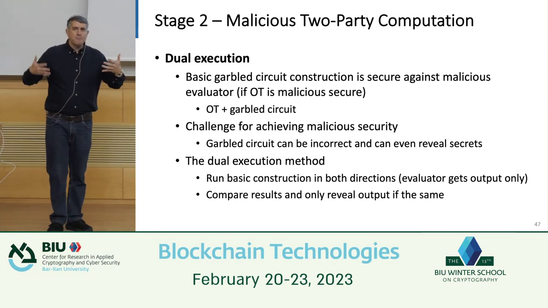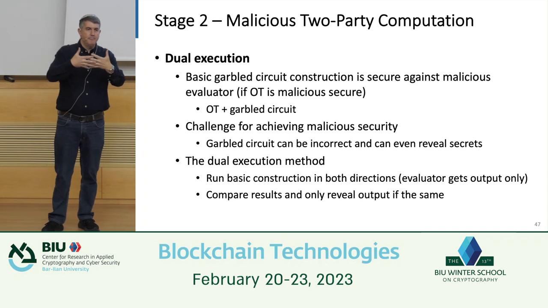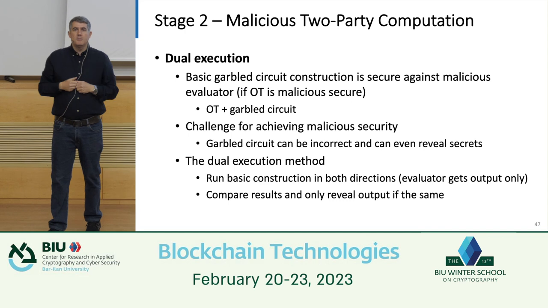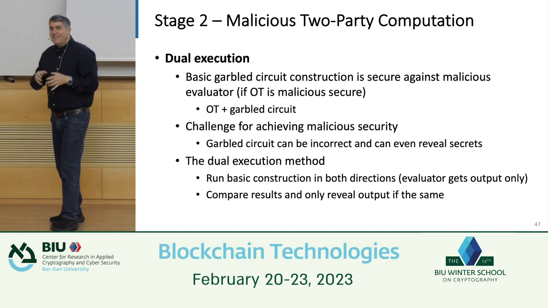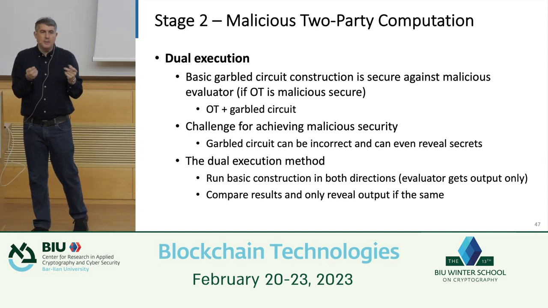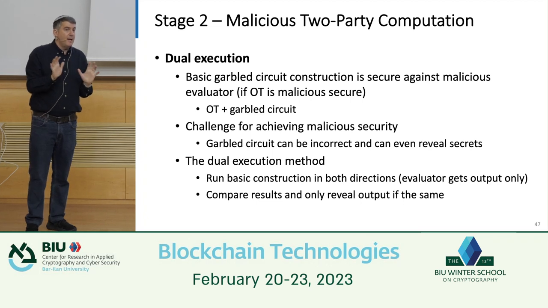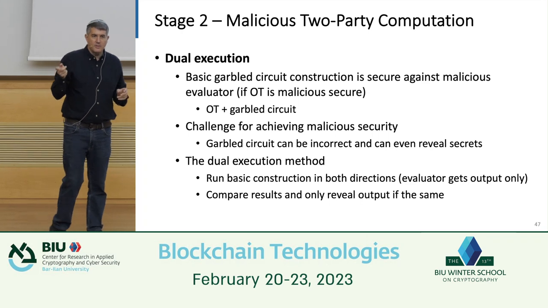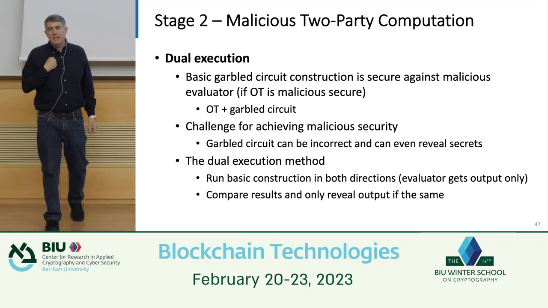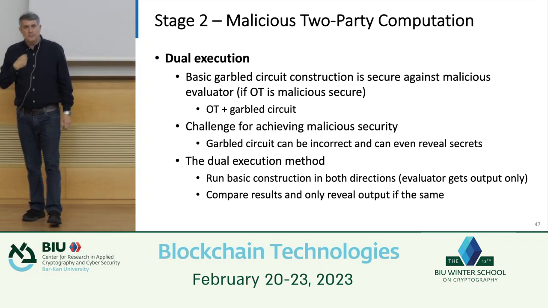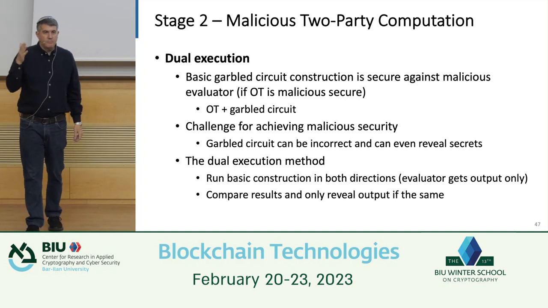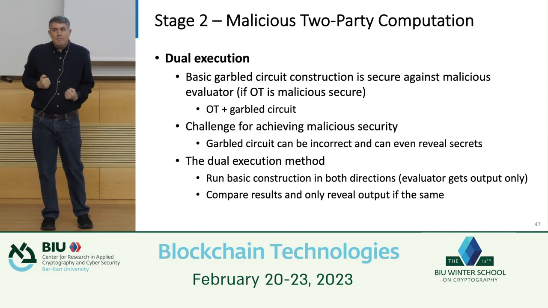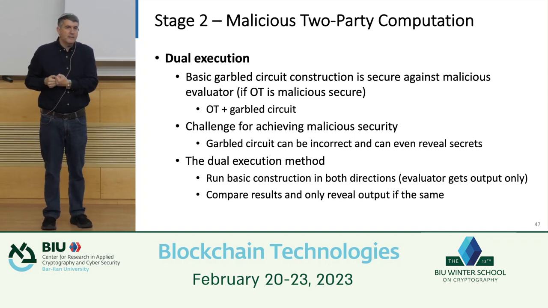If that's the property, let's run this in both directions. I'll send a garbled circuit to you, and you'll send a garbled circuit to me. And then at the end, before we reveal the output, because remember, if I reveal the output, it's all over, because Dan sent me a garbled circuit, and in this talk he's the corrupted one. He sent me a garbled circuit which is completely broken, it computes a function that reveals all of my secrets. As long as I haven't revealed it yet to Dan, he hasn't learned anything.